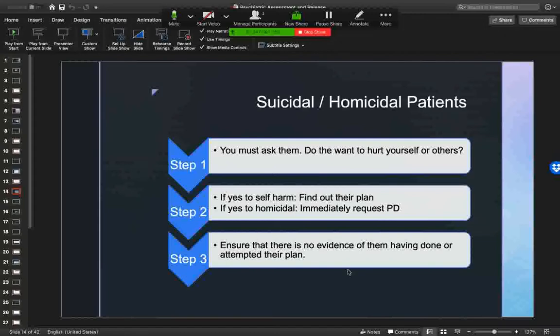Let's say the patient's friend stated that they took pills and that they are suicidal. We need to look around the apartment. Look for these pill bottles. Look for signs that they've done their plan. Because if they have, that's an indication for us to request RFD and get them en route. We have to be able to articulate very, very well that they did not complete their plan. We have to make sure that's been done. Again, homicidal, request PD immediately.